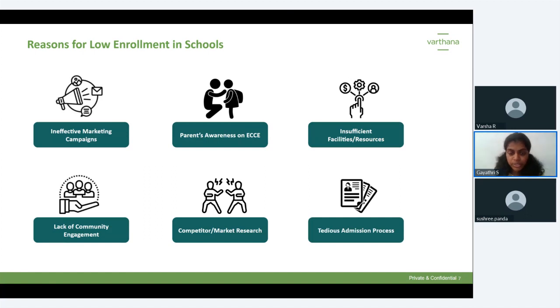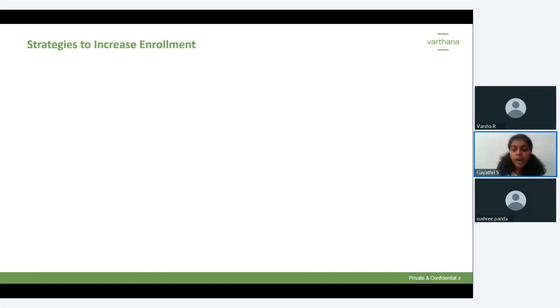tedious admission process. If you think from the parents' side, they want the admission to be very simple because they don't want to get into a tedious process. Some schools think they have a very structured procedure, but for parents that might feel very tedious. So these are some of the reasons for low enrollment in schools. Now we have understood the expectations of parents, and on the other hand we also tried to understand some of the reasons for low enrollment.